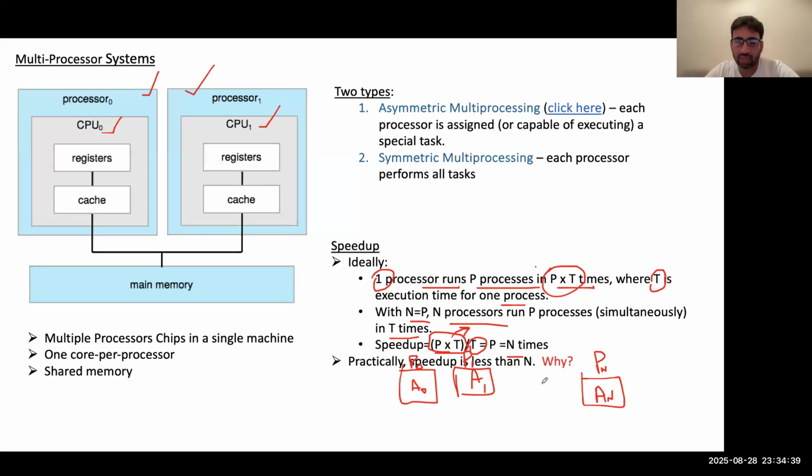However, practically, this is not exactly true. Theoretically, at a simplistic level, we can say that if you have n processors, you will have n times speed up as compared to the case of a single processor.